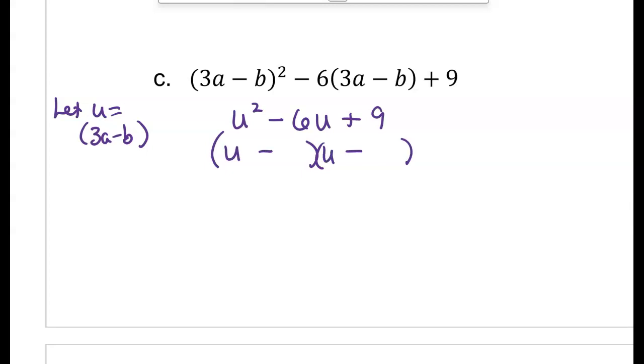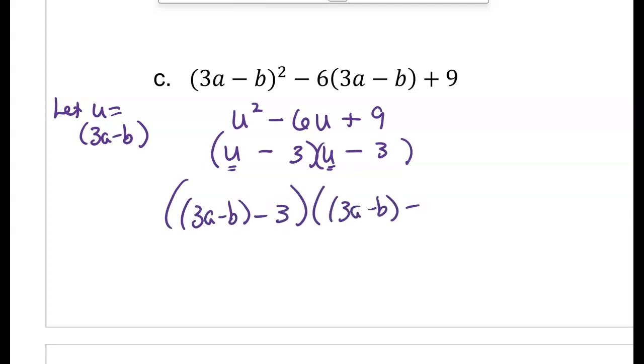All right, factors of 9. Yep, 3 and 3, because if we add them together, we got negative 3u and negative 3u, so that gives us negative 6u. All right, so we're going to plug it back in now. Now we have to substitute in what we have. So that's the quantity 3a minus b minus 3 times the quantity 3a minus b minus 3. It's always good to plug in with the parentheses, especially when it's more than just a single variable.